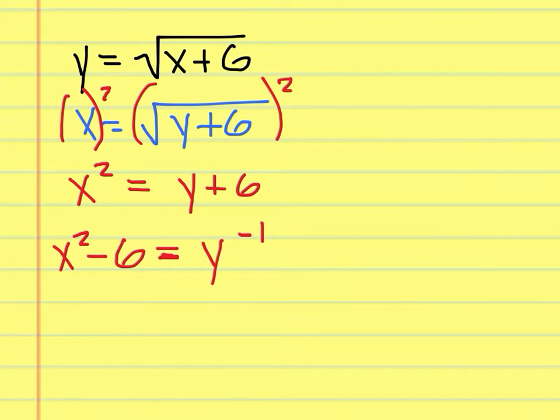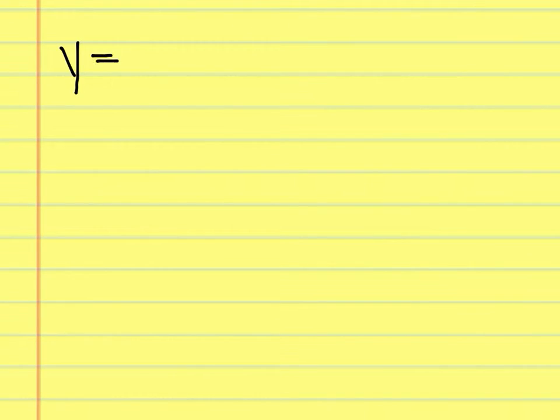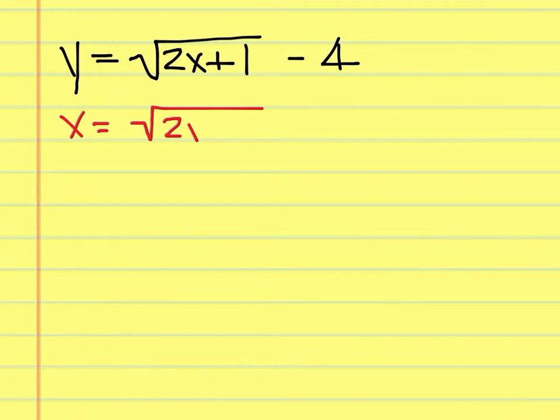We will find the inverse of y equals the square root of 2x plus 1, and then minus 4. Notice the minus 4 is outside the square root sign. So switch x and y. And then begin to undo everything. And when we follow the order of operations, we do multiplication and division before we do addition and subtraction, but now we're doing it in reverse. So we would have to move the minus 4 to the left to make it plus 4. And that leaves us with this on the right.